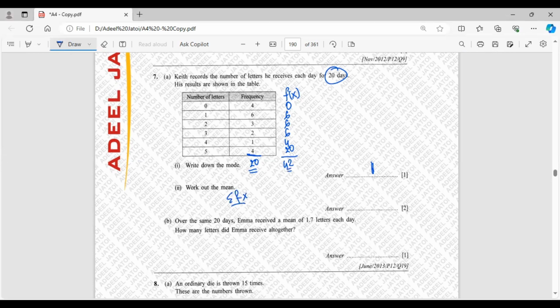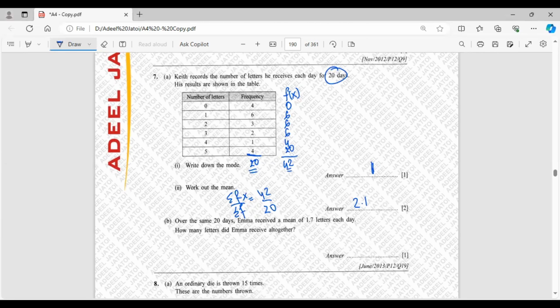Summation of fx upon summation of f is 42 upon 20. So when we solve this 42 upon 20, we end up getting 2.1. So the answer for this is 2.1.